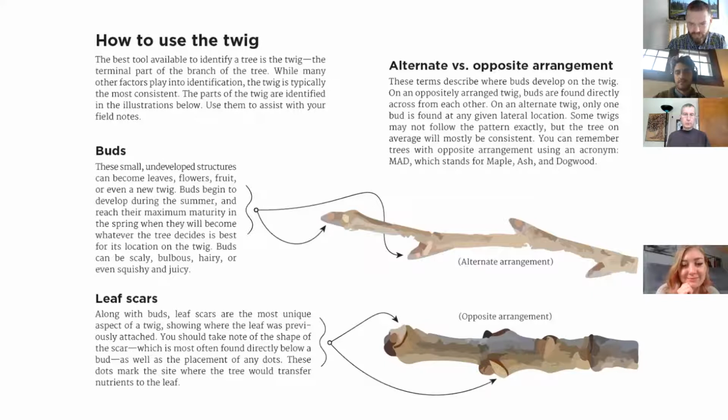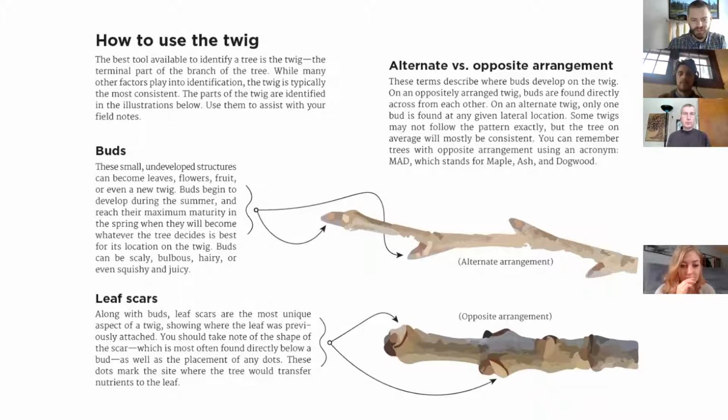Okay, so we're on MAD, maple, ash, and dogwood. We don't have any dogwoods today, but if you find an alternate plant or an opposite plant in the wild, that could narrow you down when you're furiously Googling for an answer. Alternate versus opposite, I've covered the basics of that. I'm going to show you another photo here in a moment.